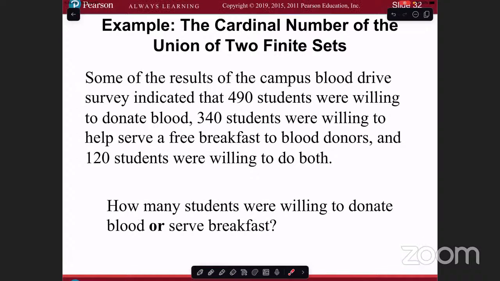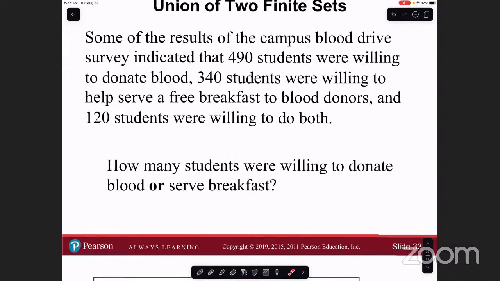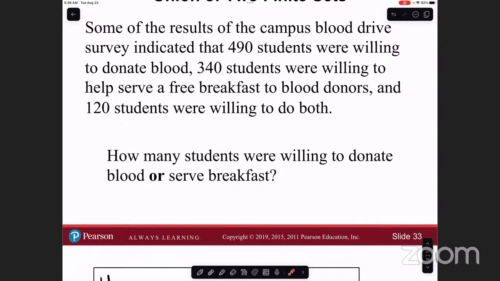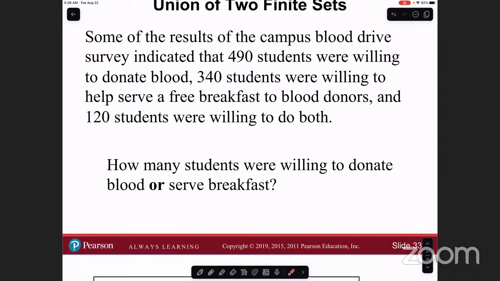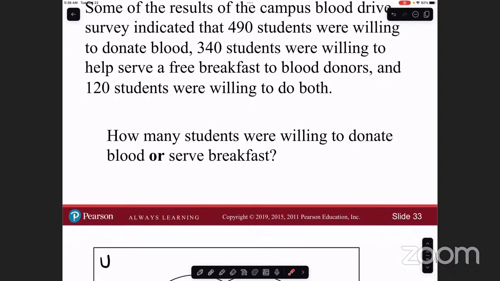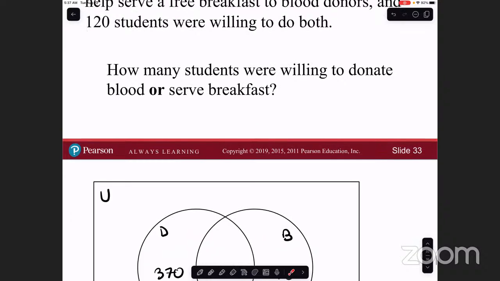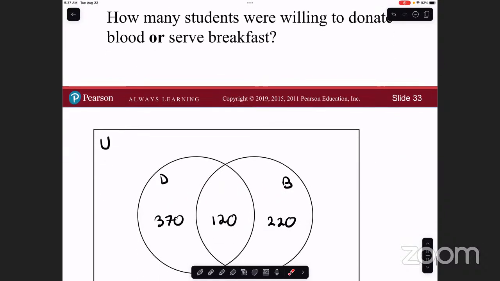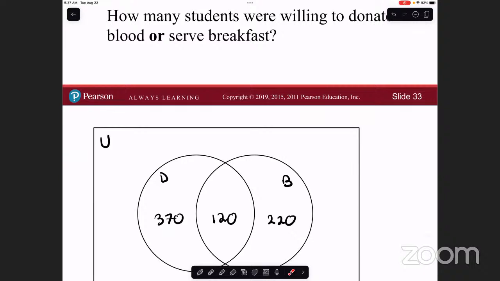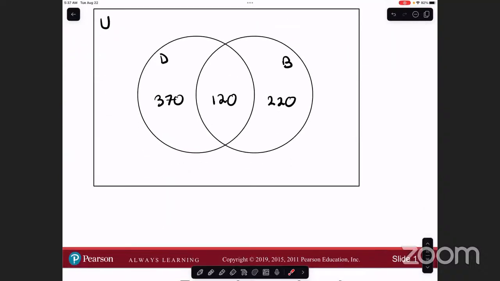Let me see. Some of the results of the campus drives indicated that 490 students were willing to donate blood, 340 to serve free breakfast, and 120 were willing to do both. Okay, well, I don't think we can get the region outside the two circles right now. How many students were willing to donate blood or serve breakfast, right? So remember, or means that we're talking about union. So it's basically asking us to find D union B, right? Okay. So that means we're doing the cardinality of D union B.